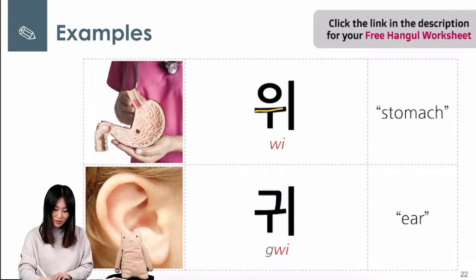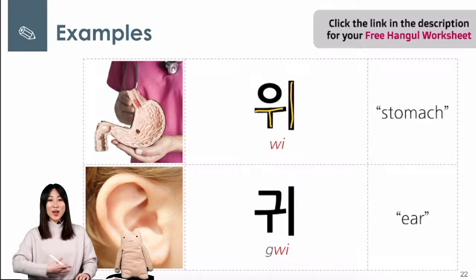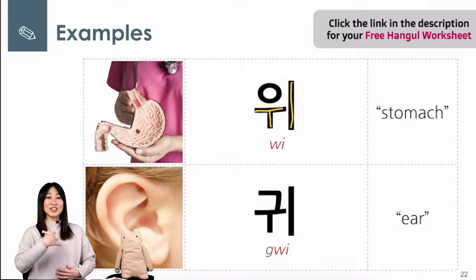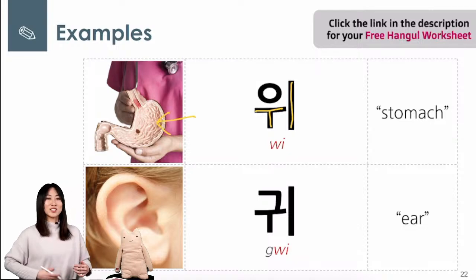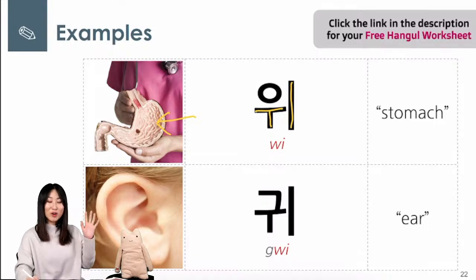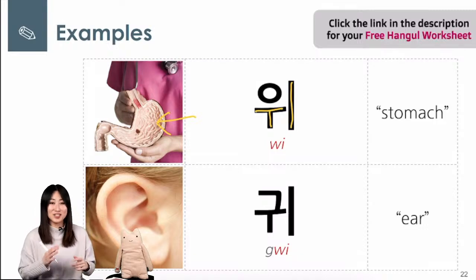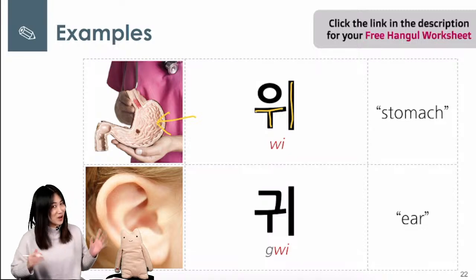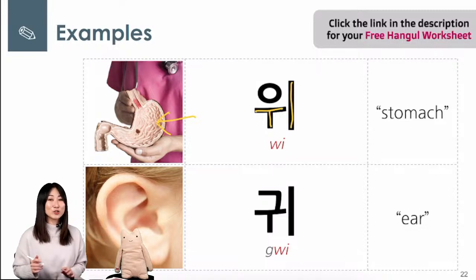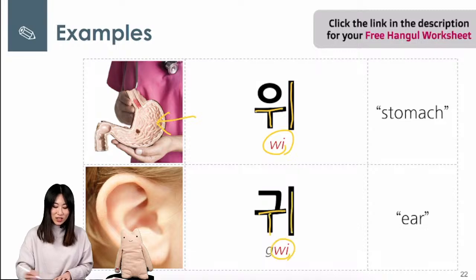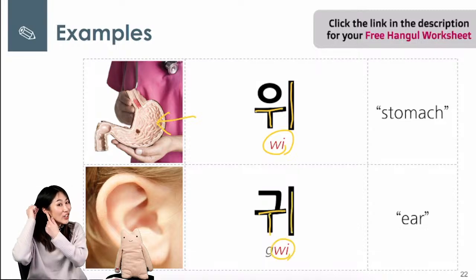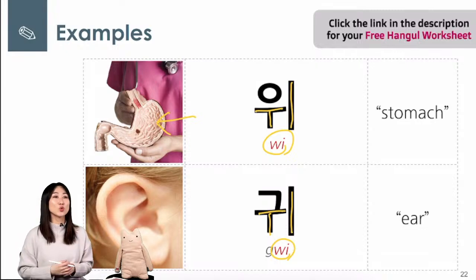We means stomach, not your belly or the stomach that you can touch, but inside, it's an organ. It's not your belly or tummy. It's talking about the organ, the stomach that digests the food inside your body. So stomach as an organ. We. And the next example is this. 귀. Ear, 귀. So we.